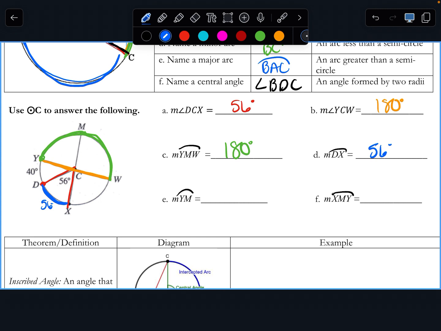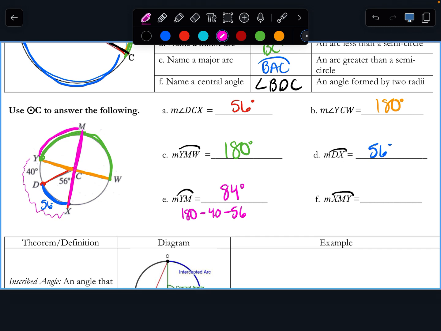And then YM. Ooh, this is where it gets fancy. YM. What? Okay, strategy. Do you see this is a diameter, right? And then you got the rest of it. See what I'm saying? So to find YM, what you can do is 180 minus 40 minus 56. Ooh. Okay. So 84. Okay.